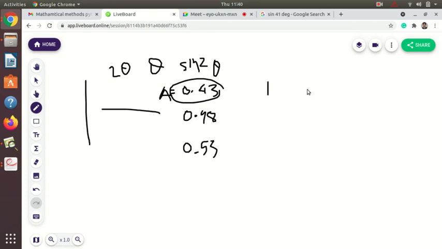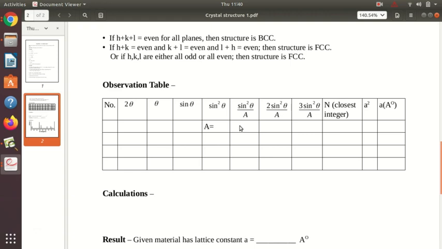So in the first column you will get 1, then 2, and then 3. You can see the observation table. You have to multiply the same number by 2 and then by 3 in this column. So these 1, 2, 3 are fixed values for any XRD pattern. The next values will change.